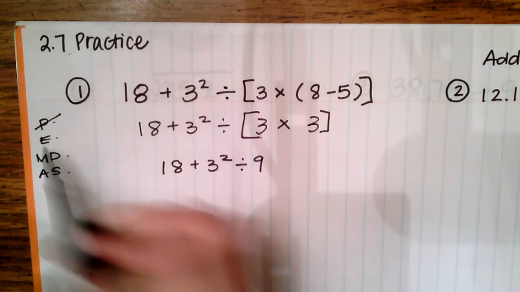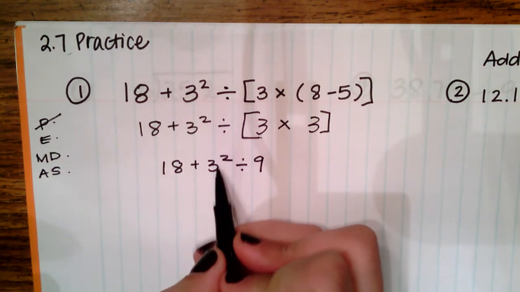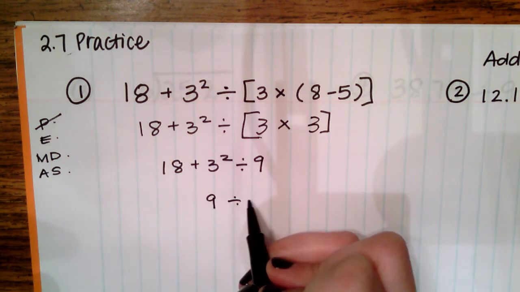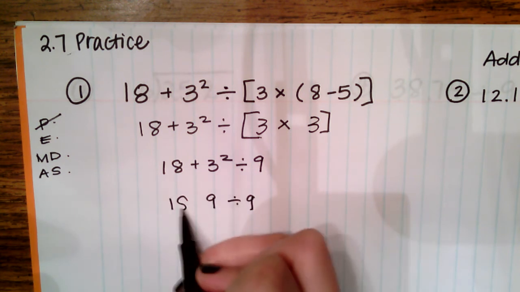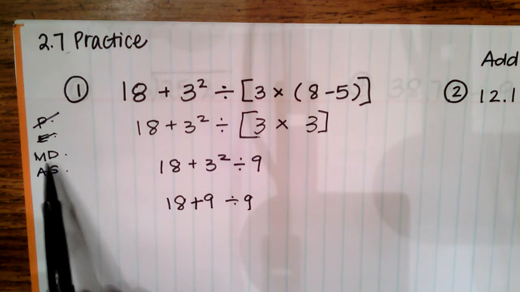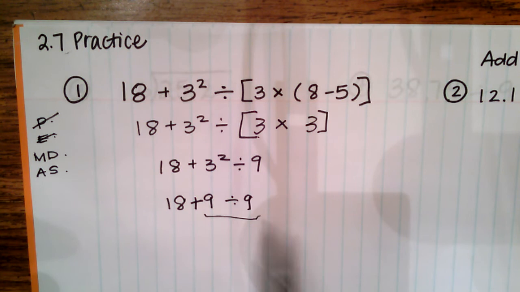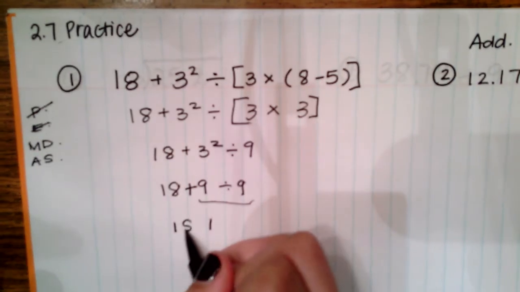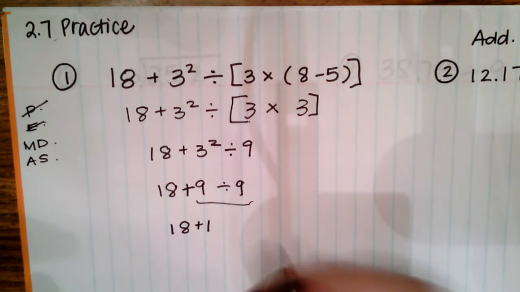No more grouping, but I do have exponents. 3 squared is 3 times 3, which is 9. Everything else comes down. Done with exponents. Multiplication or division. I see division. 9 divided by 9 is 1. And lastly, 18 plus 1 is 19.